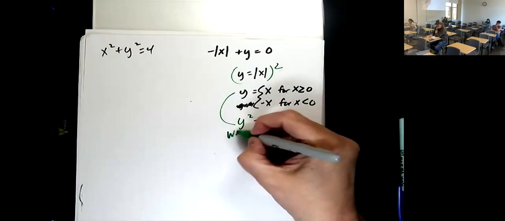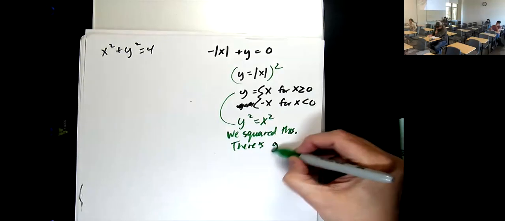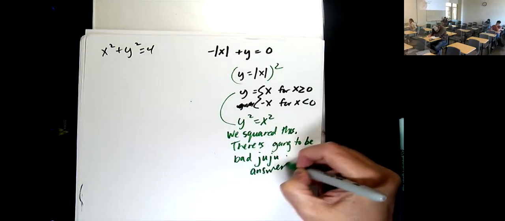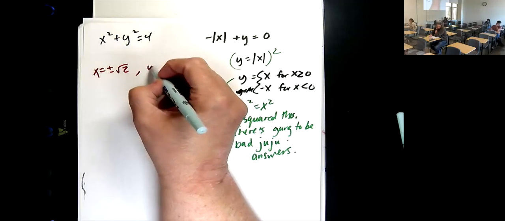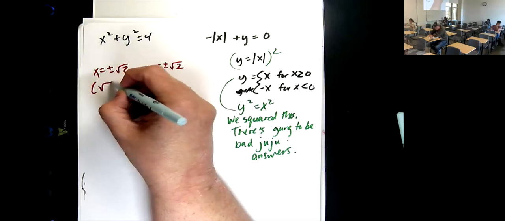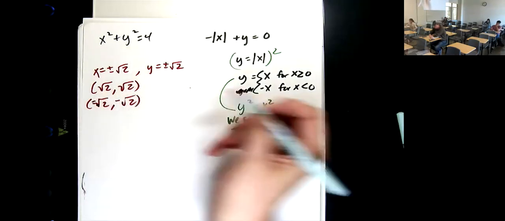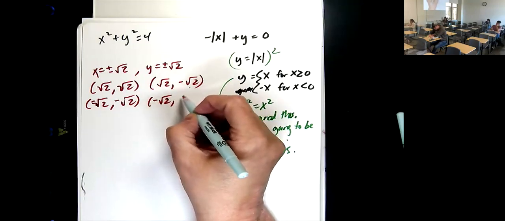If you do this though, we squared this. There are going to be answers that are probably wrong. Bad juju answers is what I like to call them. In fact, if you work through this later, you should get x equals plus or minus root 2, y equals plus or minus root 2, which means you have 4 combinations. They're both positive. They're both negative. First one's positive, second one's negative. First one's negative, second one's positive.